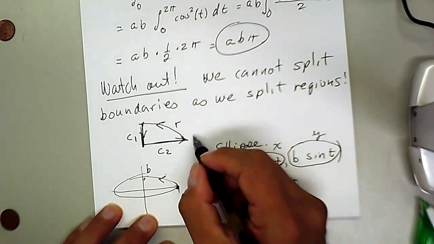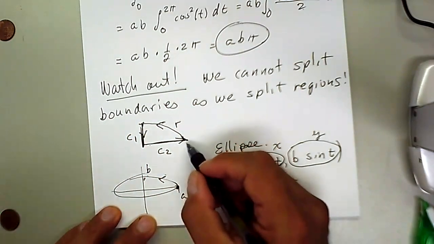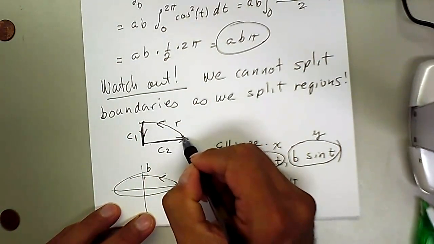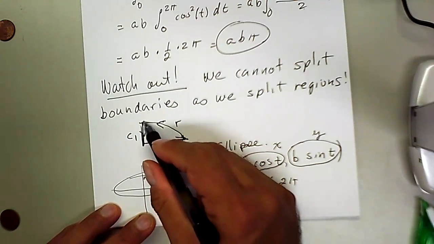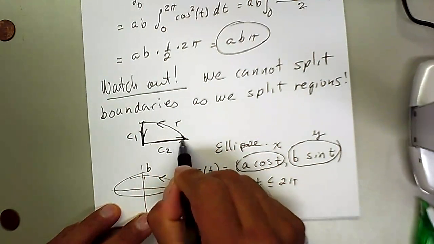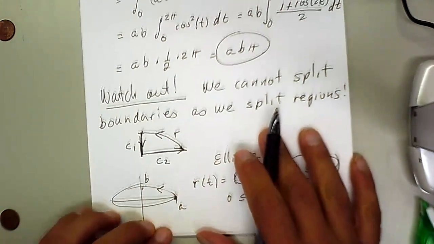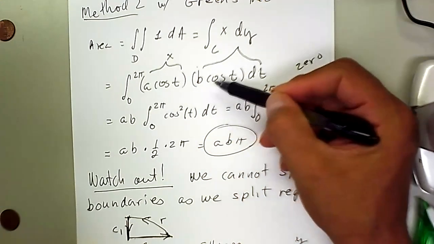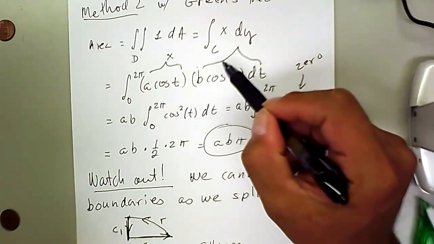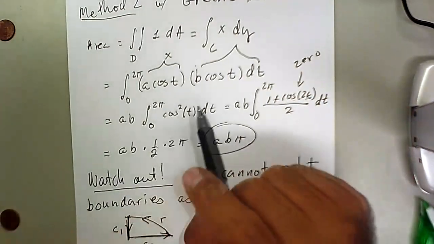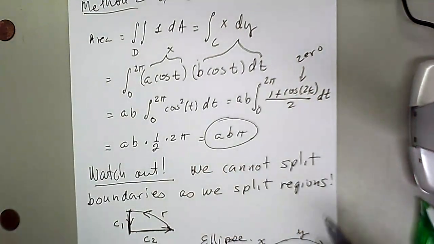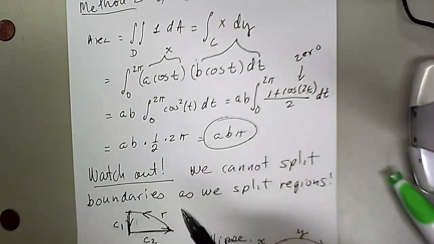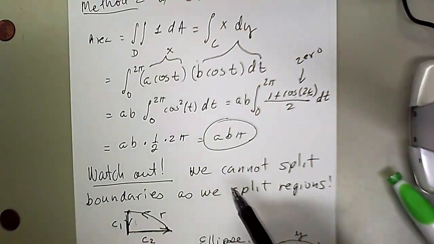So if we split into 4, yes, we may. However, it's not as easy as just going from 0 to pi over 2. We have to include C1 and C2. And you may be thinking, wait a minute, if I go from 0 to pi over 2 and multiply by 4, I am going to end up with the same answer. Yeah, I believe we do end up with the same answer. So does it really matter to have C1 and C2? In general, it does matter. If it doesn't here, it's because we're lucky.